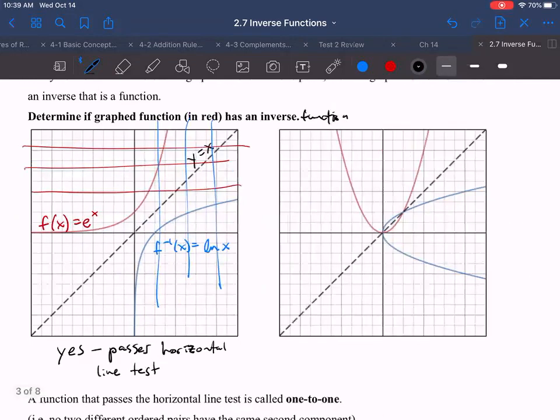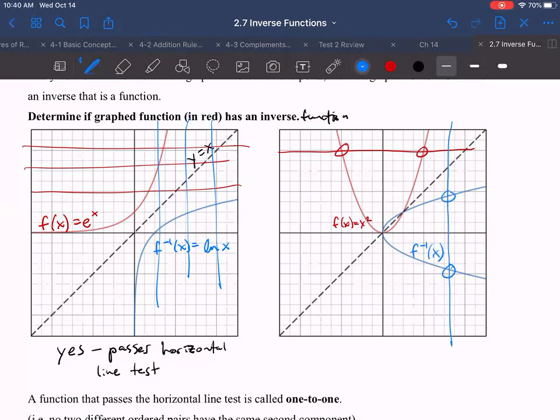If we look at this one over here, my original function is f of x equals x squared. And if I try my horizontal line test on it, look, it fails it. It hits it in 2 places. It fails the horizontal line test, which means once I do the inverse, I don't have a function, because this inverse here fails the vertical line test. It is not a function.